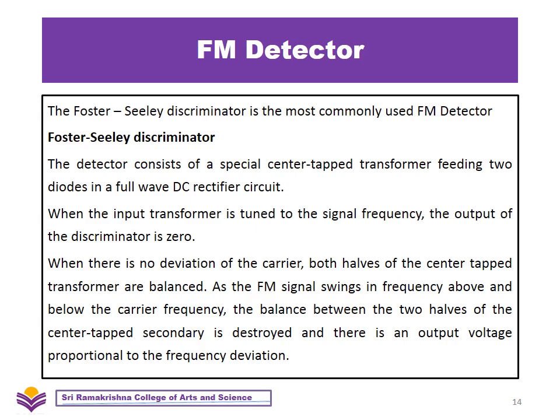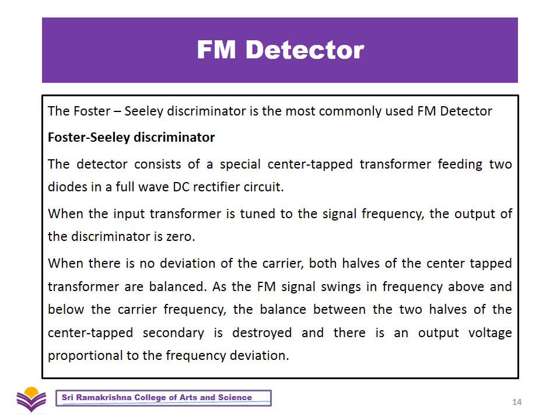As I said before, we have five different kinds of FM detector circuit for detecting or demodulating the frequency signals applied at the input of your FM circuit. Here, the most commonly used FM detector circuit is the Foster-Seeley discriminator circuit. The detector consists of a special center tap transformer feeding two diodes in a full wave DC rectifier circuit.